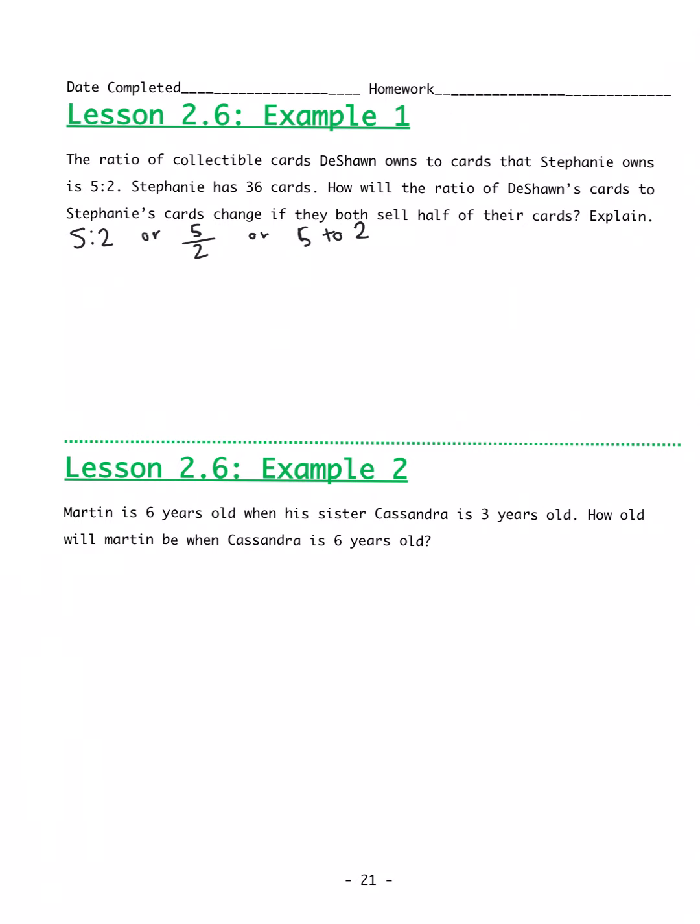How will the ratio of Deshawn's cards to Stephanie's cards change if they both sell half of their cards? Well, first we need to figure out, Stephanie has 36 cards. How much does Deshawn have? They didn't tell us that, so we need to figure it out. Normally we make a table, but I wanted to show you another method that we can use. It's called a tape diagram.